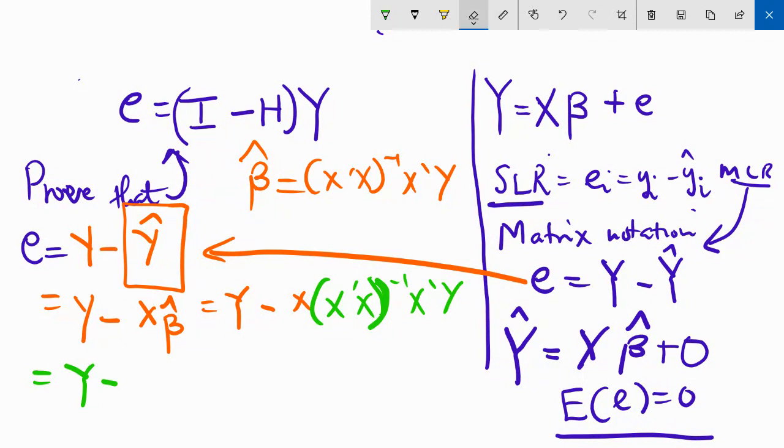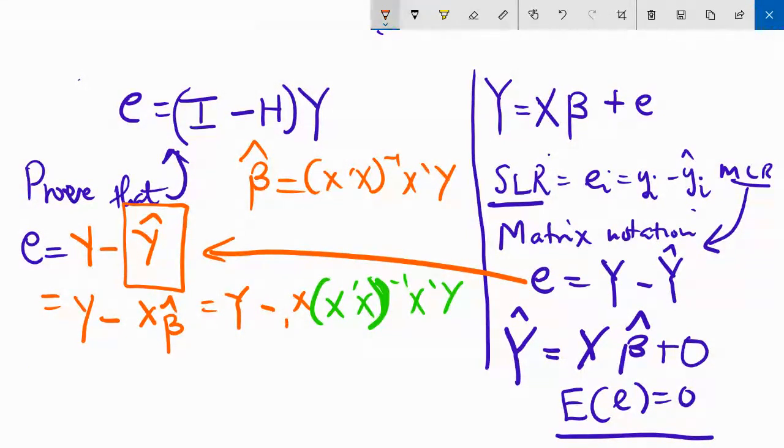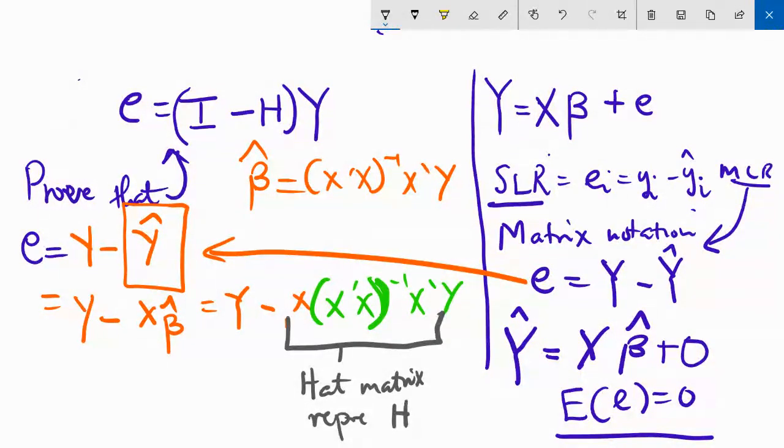And then in matrix notation, we have this part here. This part here is called a hat matrix, represented by H. I will explain the theory about the hat matrix. Remember, X multiplied by X prime X inverse X prime. This is a hat matrix.